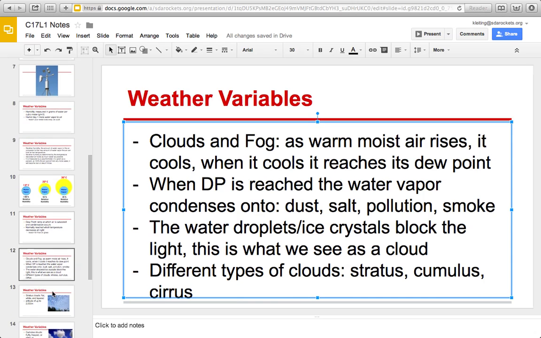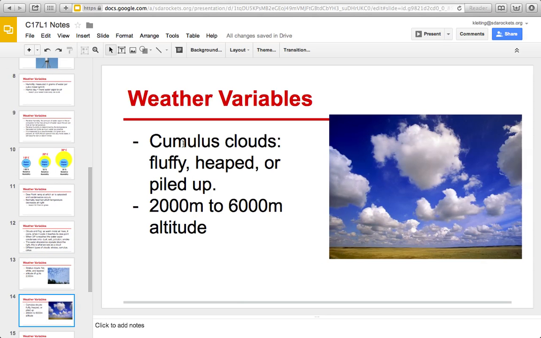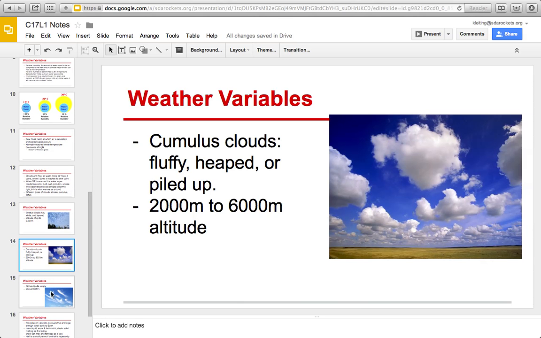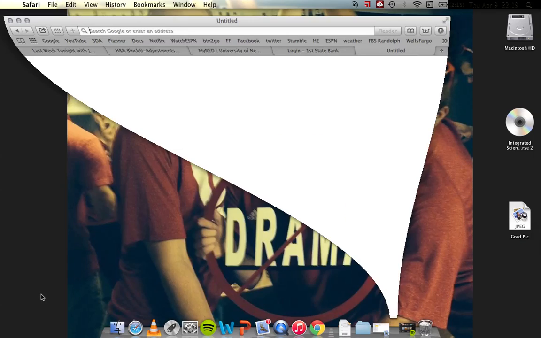There are different kinds of clouds that we're going to talk about right now. Stratus clouds are flat, white, layered clouds and have an altitude of up to 2,000 meters. Cumulus clouds are fluffy, heaped, or piled, kind of look like cotton balls. They go from 2,000 meters to 6,000 meters. And our last ones, cirrus clouds, are wispy. They're really, really high up. They're about 6,000 meters up in the air.